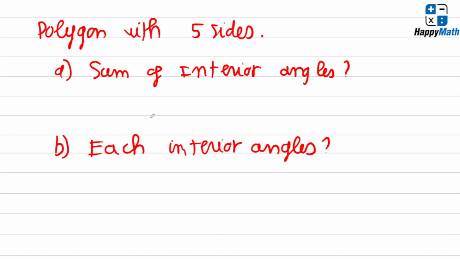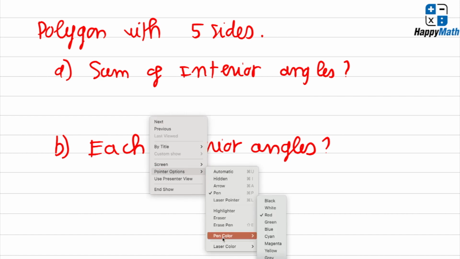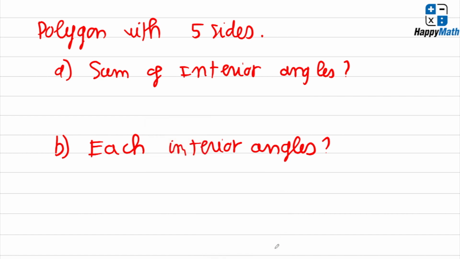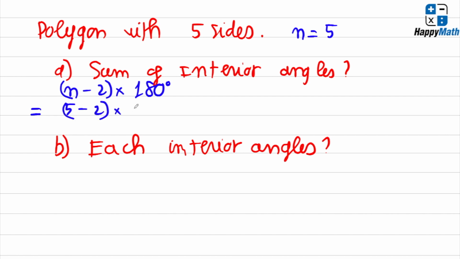The sum of interior angles is very easy for you now because you already know the formula. You get (n - 2) multiplied by 180 degrees, and for this question you have a polygon with 5 sides, so n equals 5. So (5 - 2) multiplied by 180 degrees. This is 3 multiplied by 180, and you get 540 degrees. So that is the sum of interior angles.